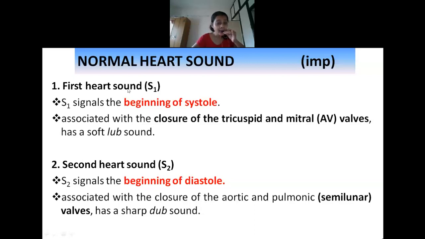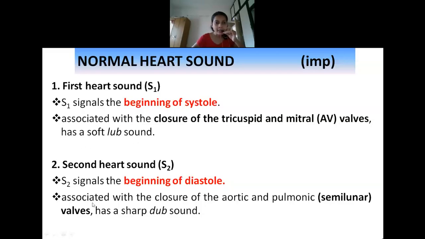Why do you hear the S1? S1 signals the beginning of systole. Always remember, S1 signals the beginning of systole. And why do you hear it? Because of the closure of the AV valve, which is the tricuspid and mitral valve. And it is also referred to as lub.